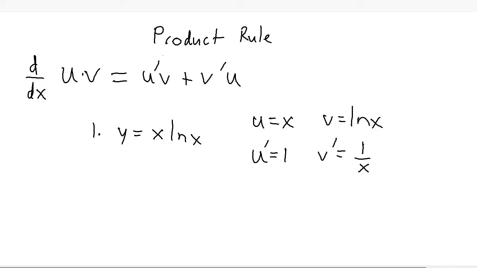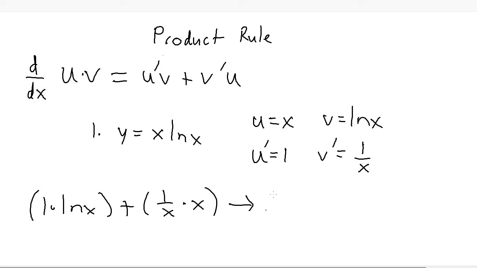And so now we can just plug our values in. So u prime is 1. We have 1 times v, which is ln x, plus v prime u, so v prime is 1 over x, times u, which is x. So 1 times ln x is ln x, and then we have 1 over x times x, which is just x over x, and we can simplify that to ln x plus 1.